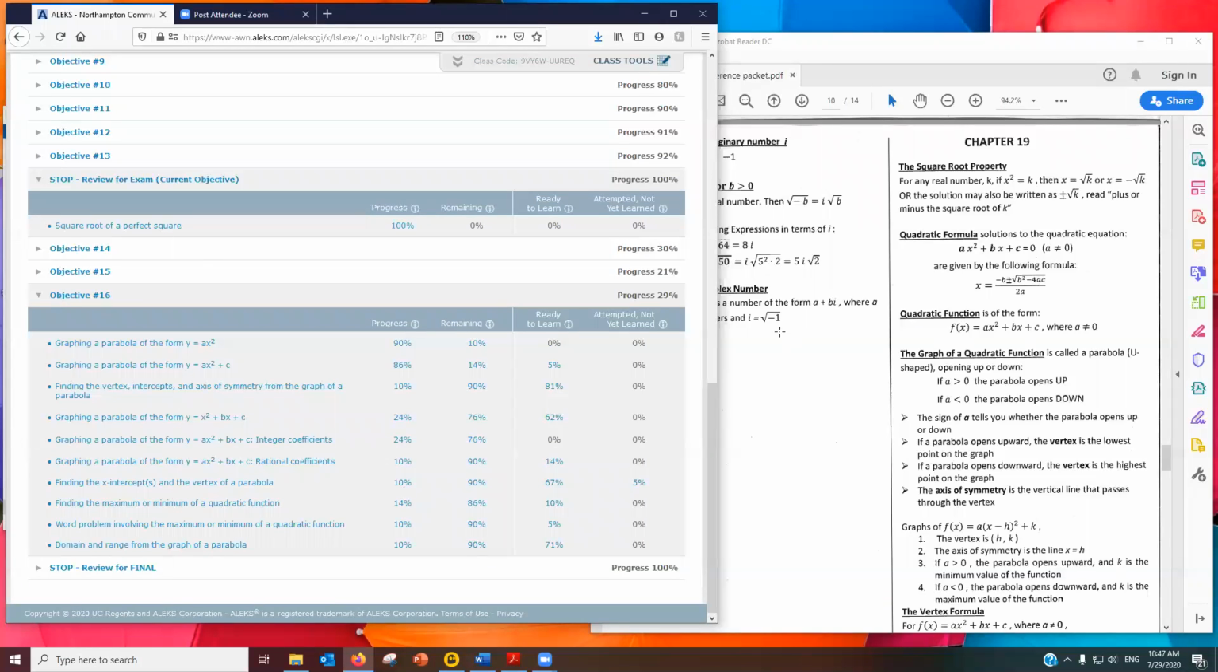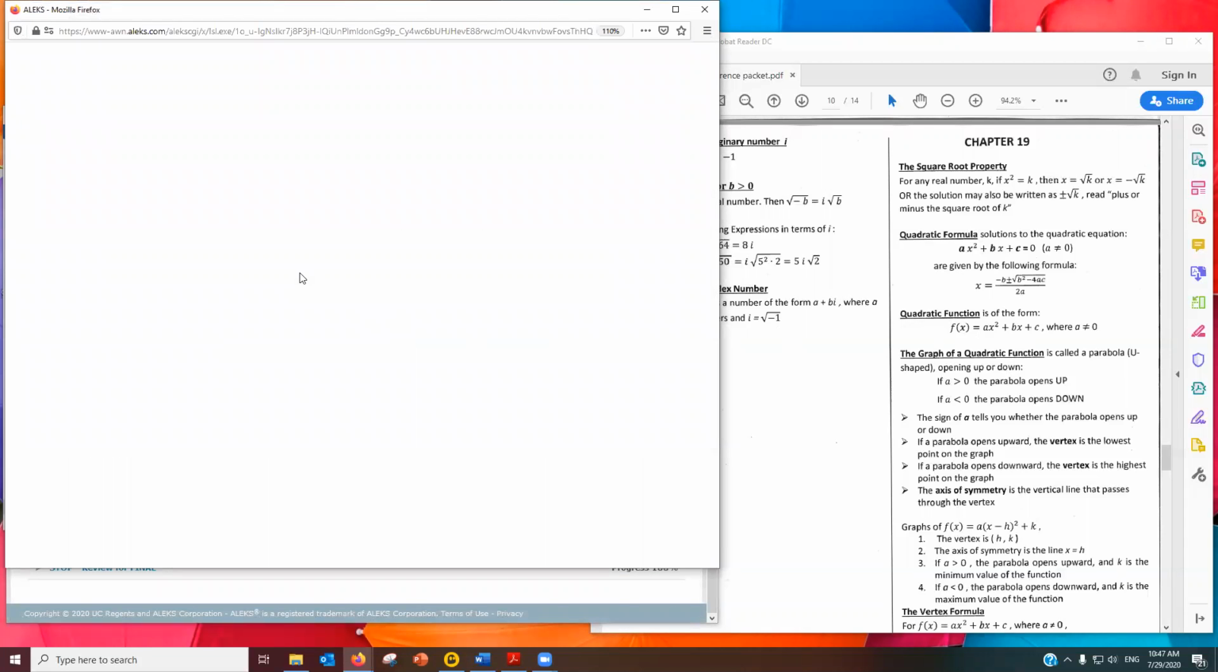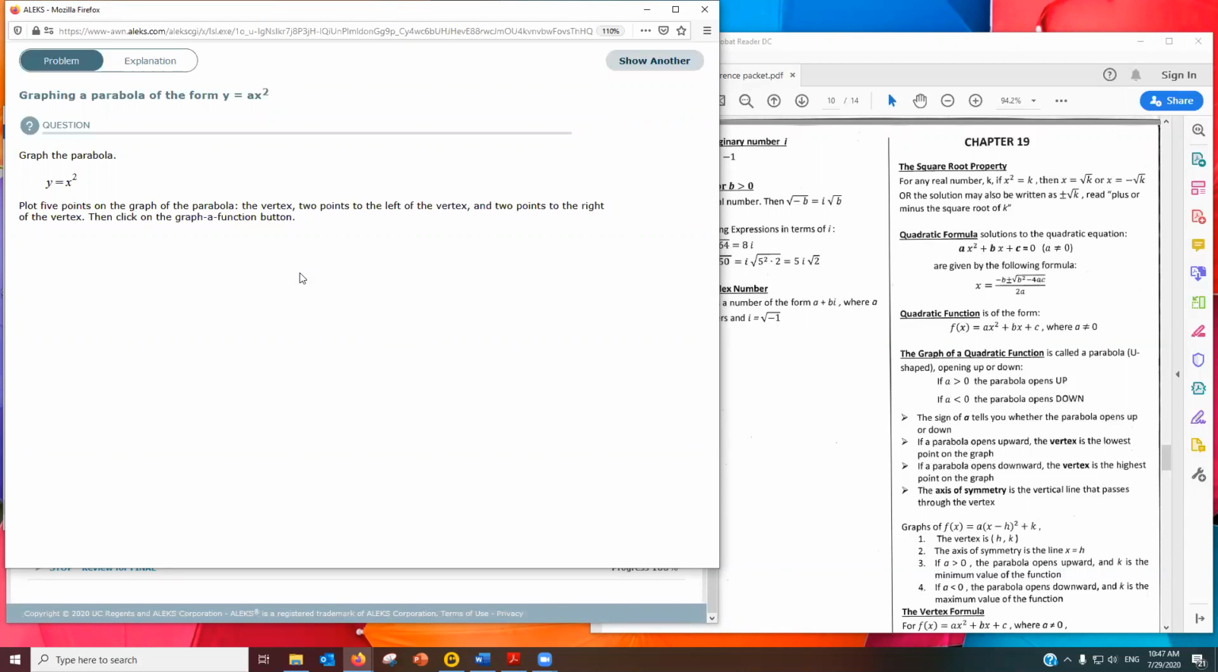Now, I wanted to have the reference packet open while I'm doing this because there's going to be a lot of good information here on the reference packet. So let's get started. And let me just give you some background information on graphing parabolas.